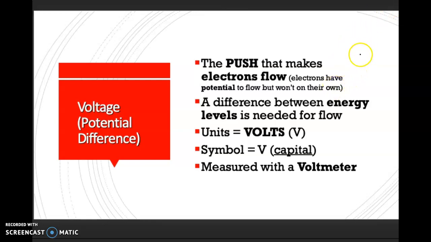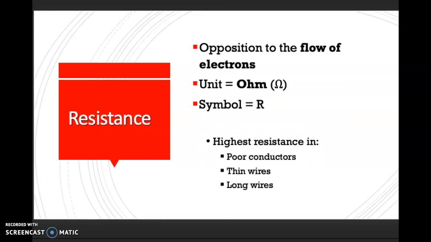We measure it in volts. The symbol in the equation is also a V. So the unit is a V and the symbol in the equation is a V. So that should be easy to keep track of. We measure potential difference with a voltmeter. And you should have used one of those as well in your PhET simulation.